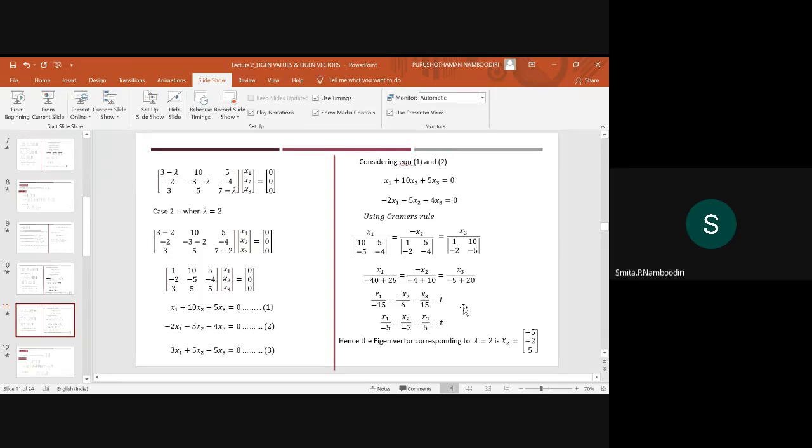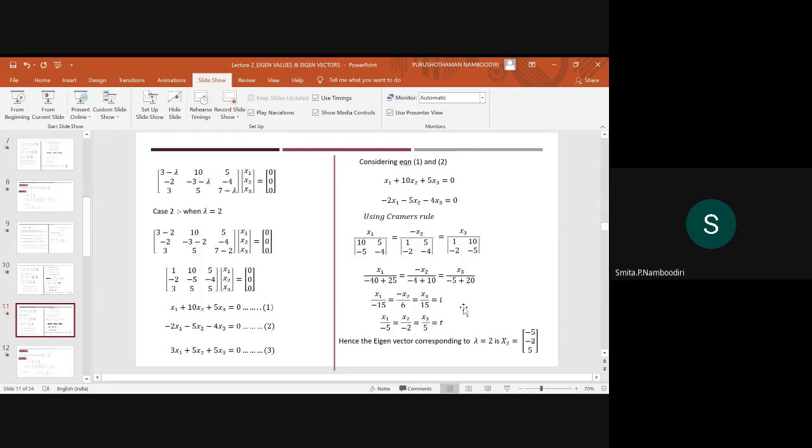Anyone has tried with 1 and 3 or 2 and 3? Same answers are there? Same are there, na? So we have only 2 eigenvectors. There are no other combinations we can take. You have taken which one? Yes, 1 and 3 or your 2 and 3?